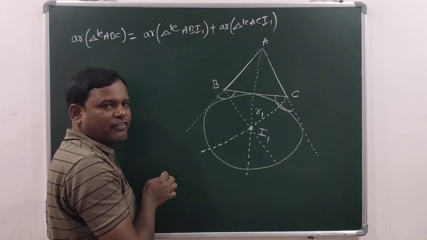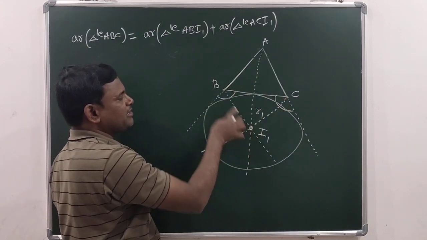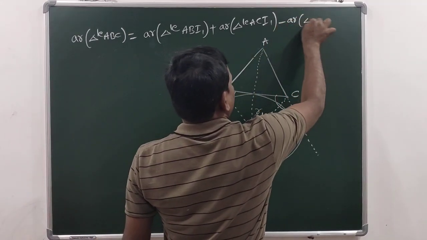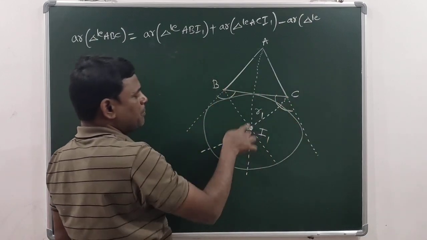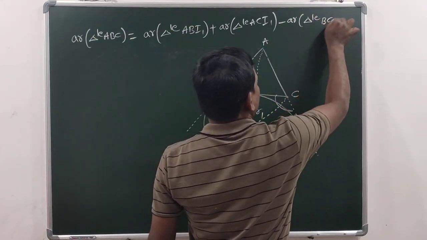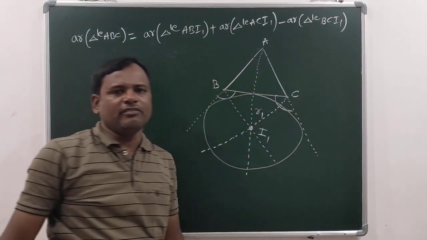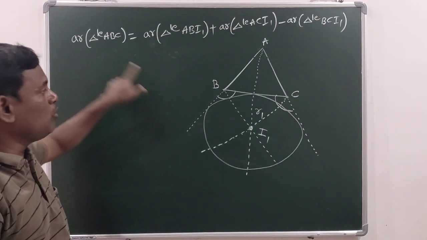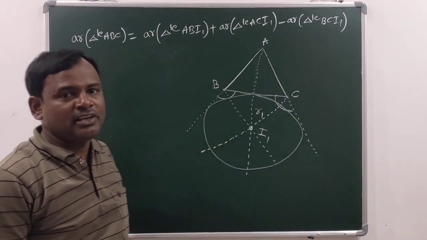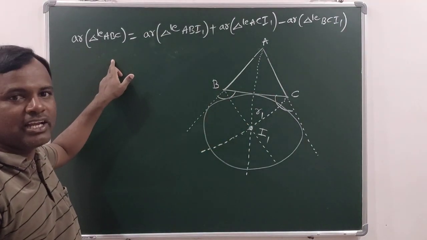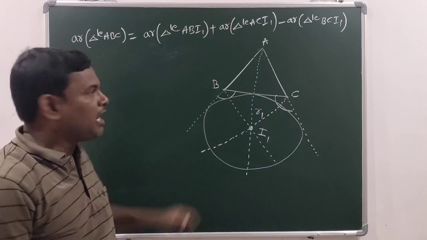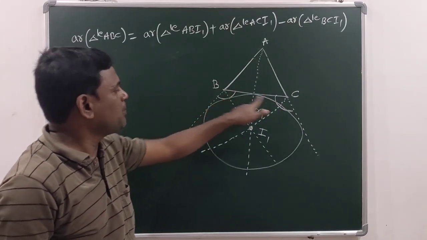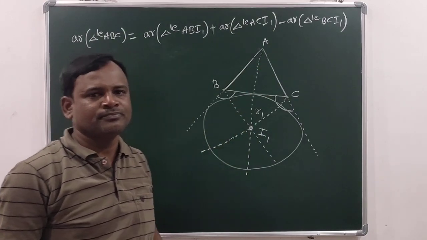Okay. So from which I would like to subtract this triangle area, minus area of triangle BCI1. So observe carefully here. How do we get the area of this triangle ABC? To get the area of this triangle ABC, here what did I do? I have added these two triangle areas and from which I subtracted this triangle area.